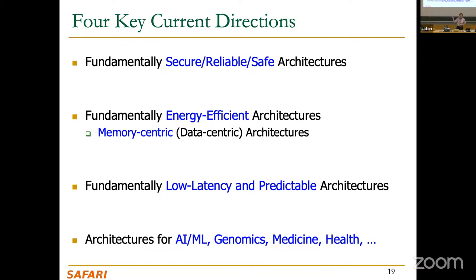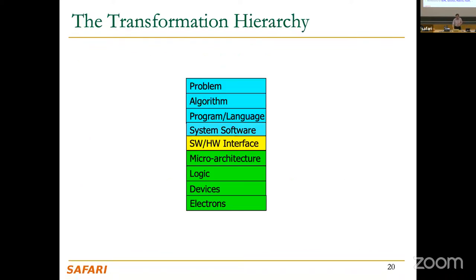Okay, so there are other issues like low latency, predictable architectures. We don't really have time to talk about these things, but low latency and low energy are extremely important, actually. But if you take future courses, you will see some of these into the future. And then there's the specialization that we talked about. There are architectures designed specifically for domains today. And these domains can be expanded, of course, but these can make a huge difference going into the future.